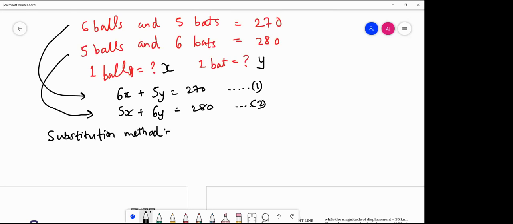Oh, in NCERT it's quite easy. Okay, fine. I have not seen NCERT.